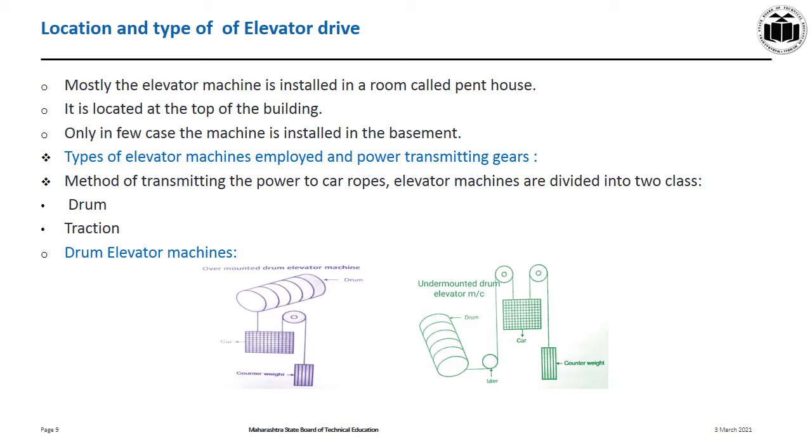If it is mounted on the top side, it is known as an over-mounted drum elevator machine, in which we can see in the diagram there is a drum, then there is a car, and in order to balance the weight of the car, there is a counterweight. In diagram number 2, the under-mounted drum elevator machine is shown, where the drum is installed in the basement.